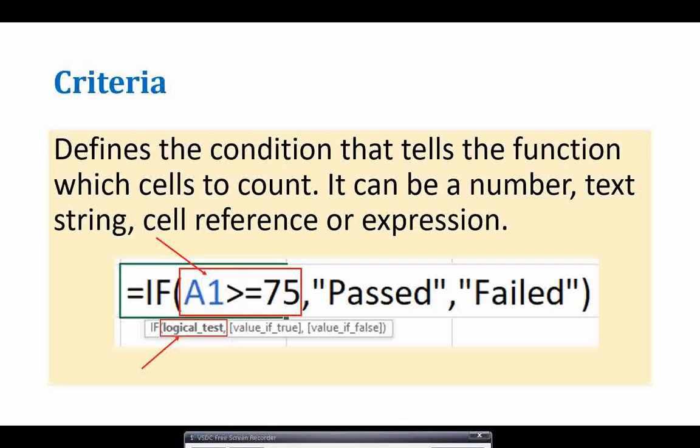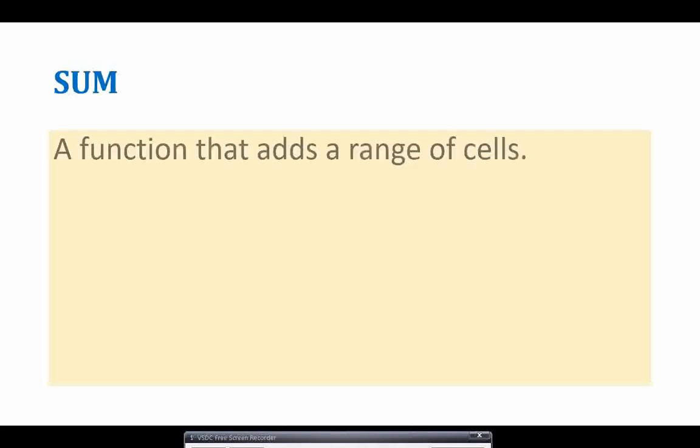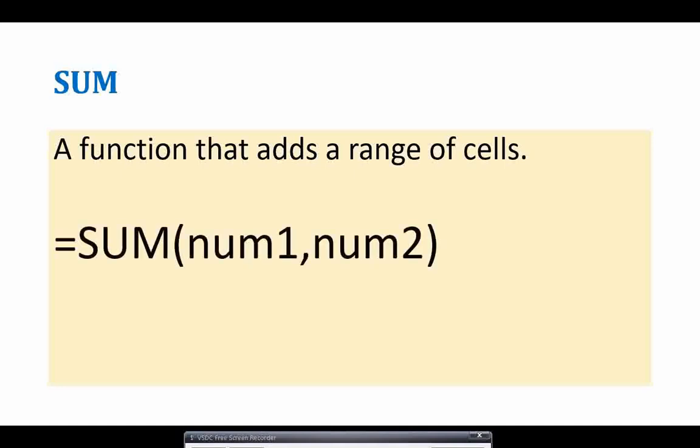Okay, next, now let us talk about the basic functions in order for us to understand deeper knowledge about Microsoft Excel. First we're going to discuss the sum. Sum is defined as a function that adds a range of cells. So this is the example. We always start with an equal sign, then we write the function, then we follow the syntax. The syntax is number 1, number 2, or the range.